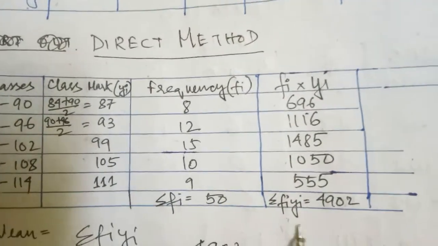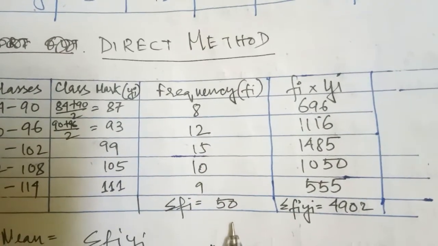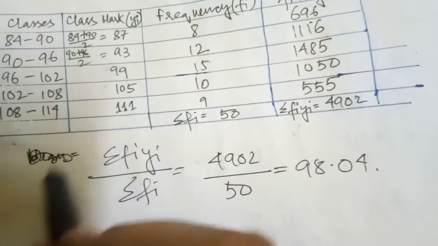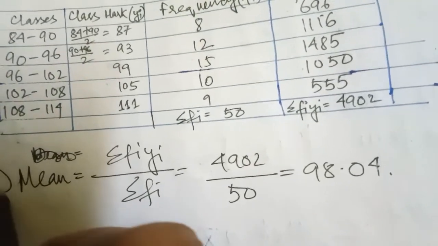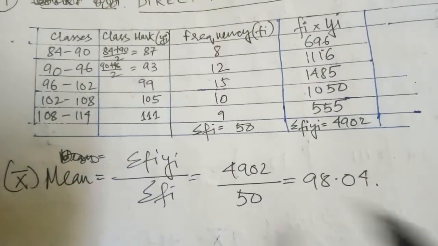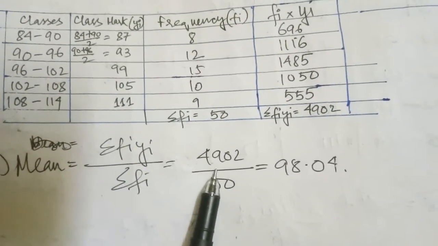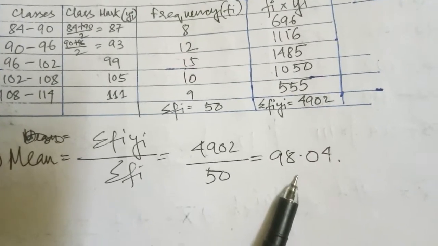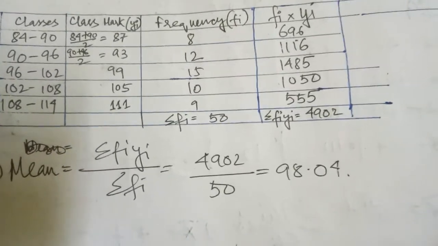Now summation fi ui is coming 4902 and summation fi is 50. Now what is the formula of the mean? Mean, x bar, equals summation fi ui by summation fi. So what is the value given? I have written the values from here and taken them. After dividing we are getting 98.04.